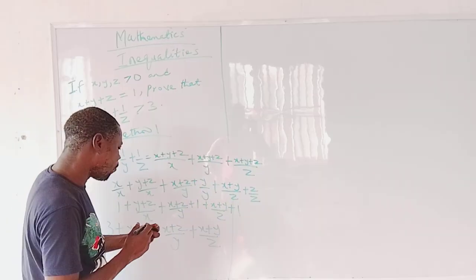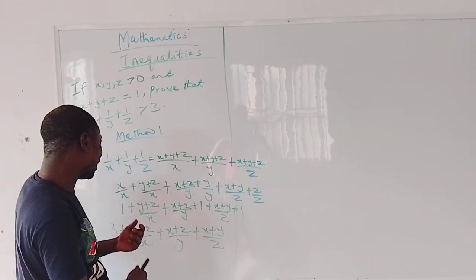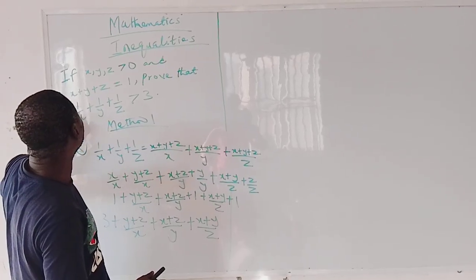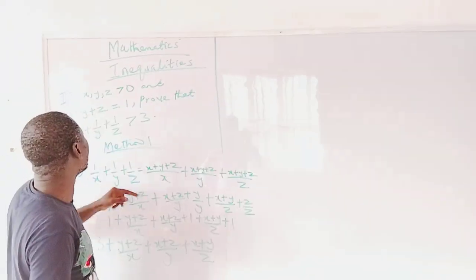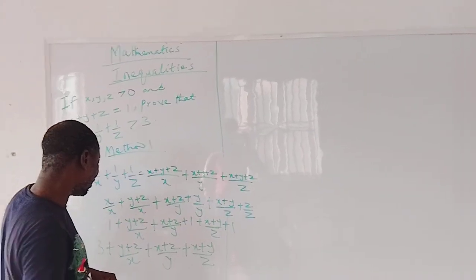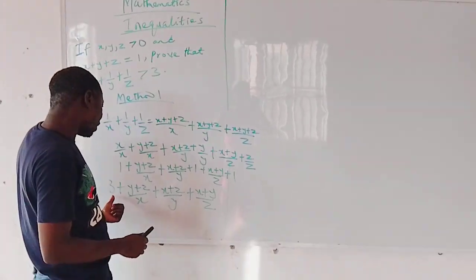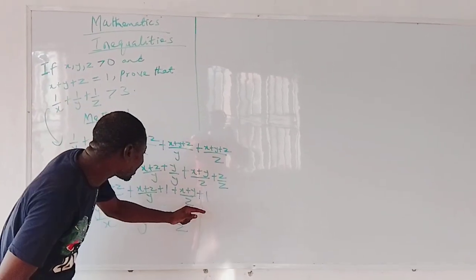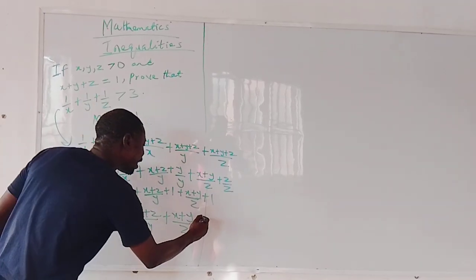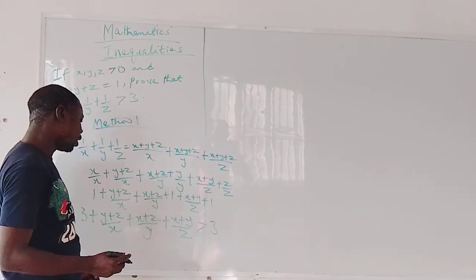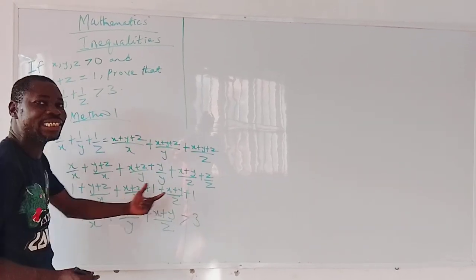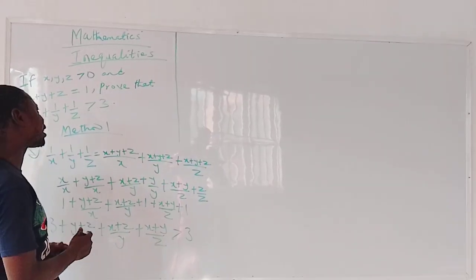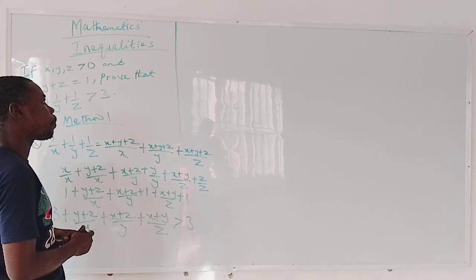Now, if you look at it critically, what we have to prove is that the reciprocal of those variables added together is greater than 3. Now, obviously, 3 plus whatever these values are, they are greater than 3. It's obvious. No matter how small these are, when you add them to 3, it's definitely greater than 3. So that concludes the first approach.